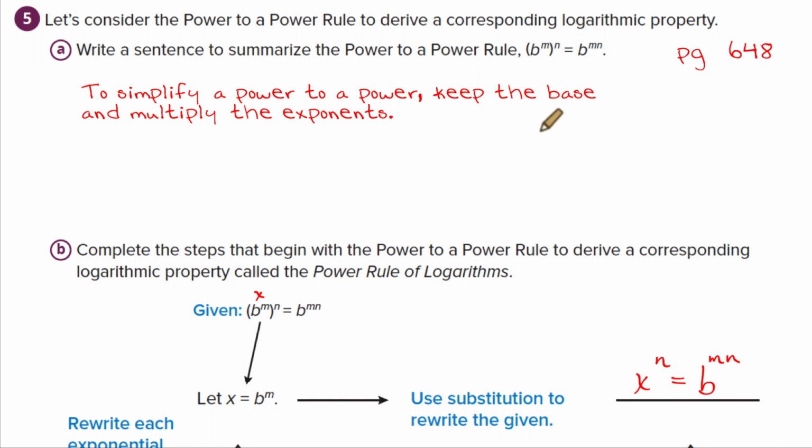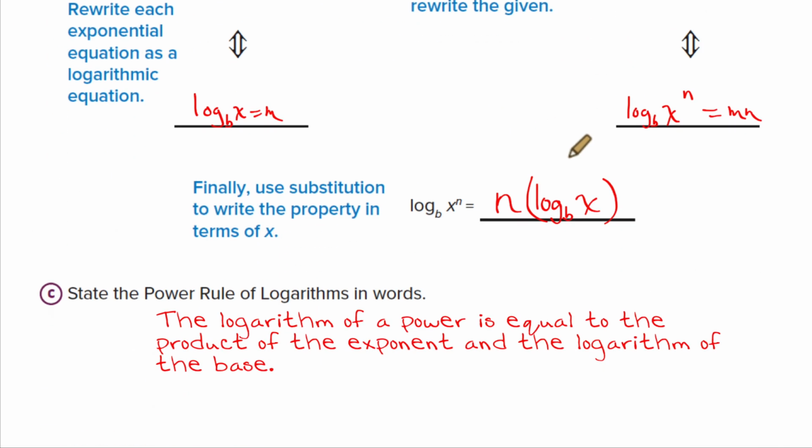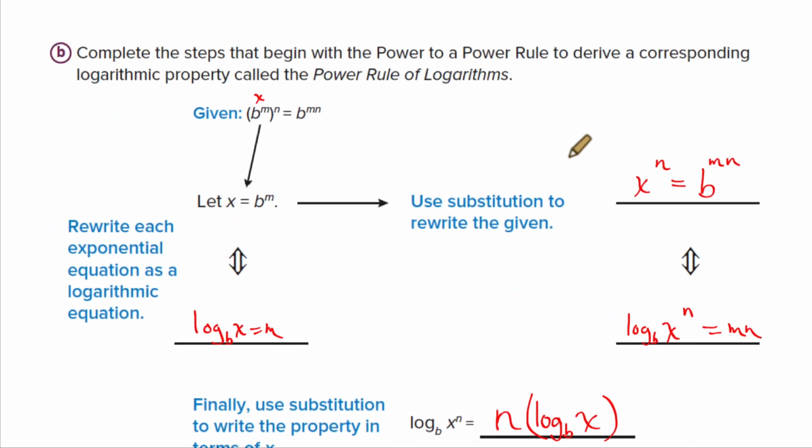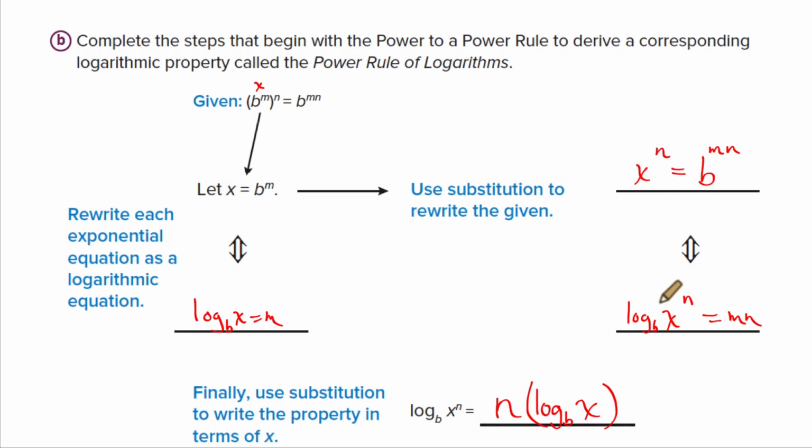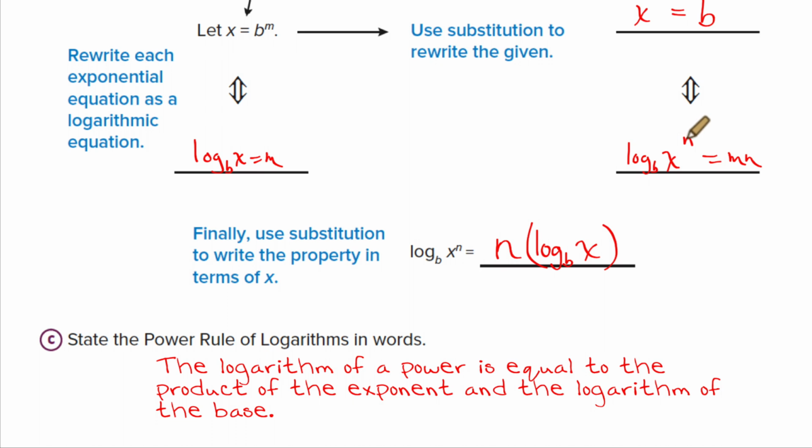That's what the rule is. So what does that mean for logarithms? We're just going to jump to this last part here, but you can look at what they did. It's a very similar proof. It's b to the m to the n. You take b to the m, you make it x, and then x equals here. Rewrite it as a log. So then we have x to the n equals b to the mn. And then again, you write that as a log. And what ends up happening is that exponent comes down front.